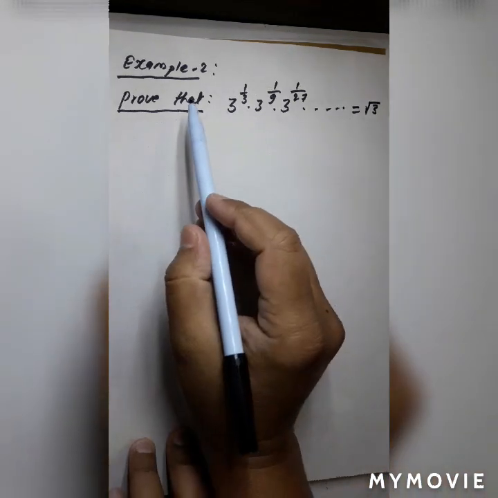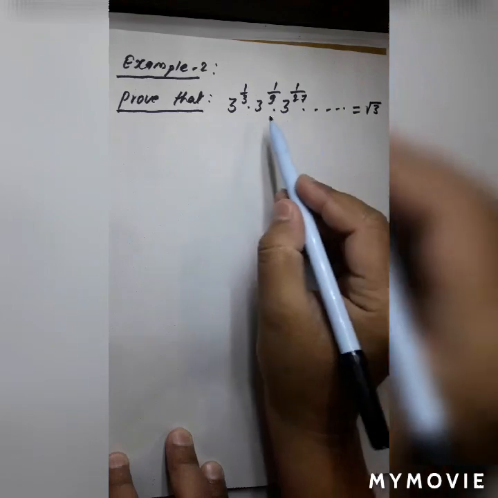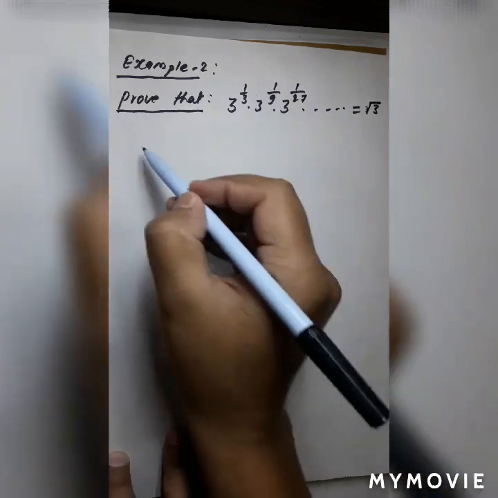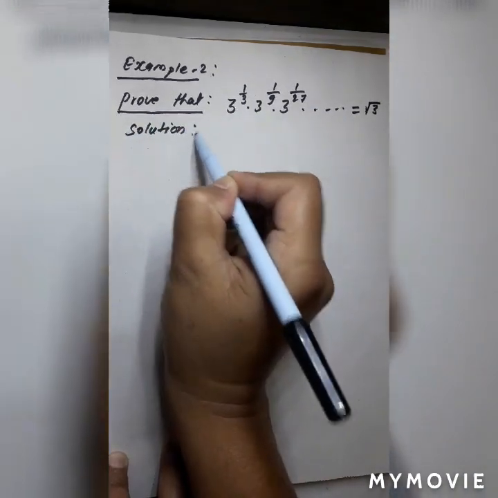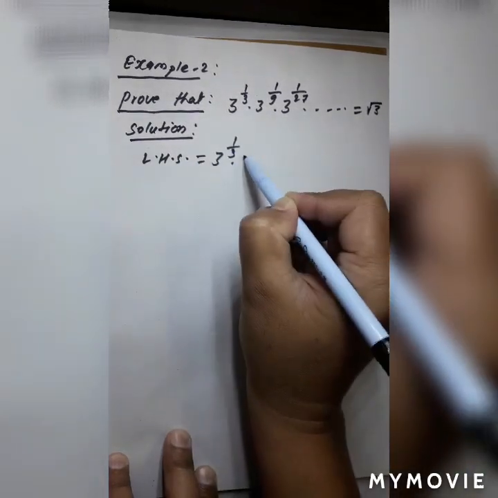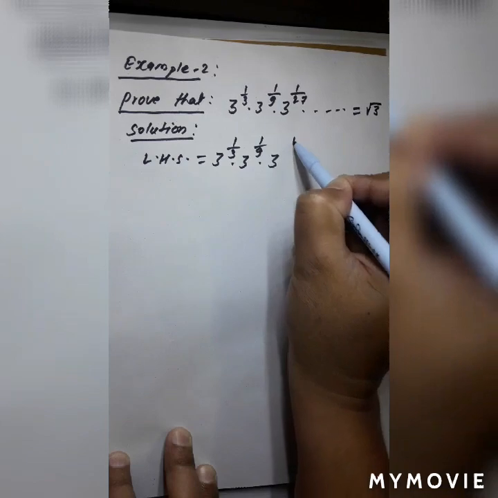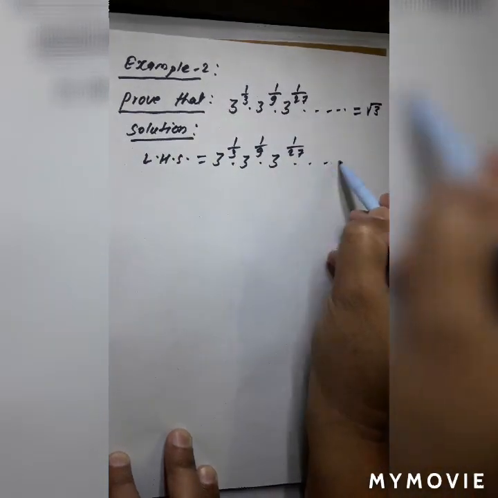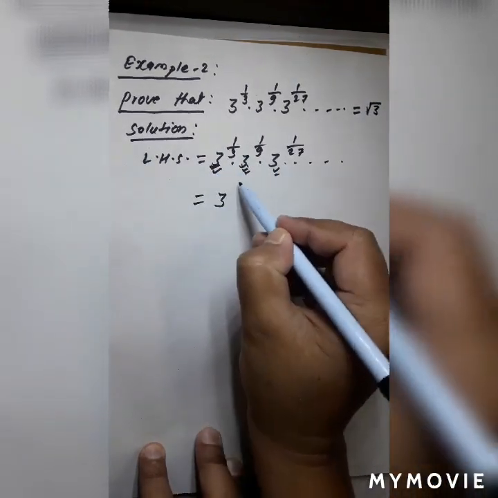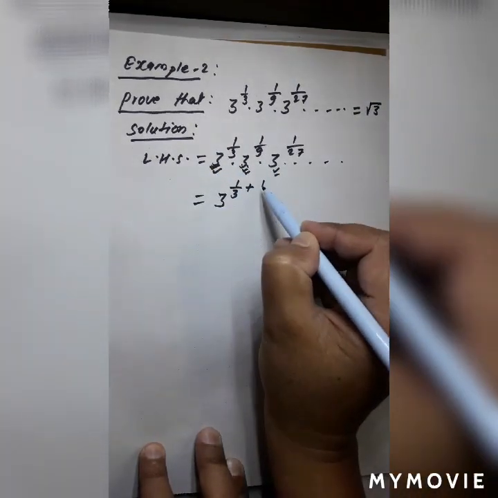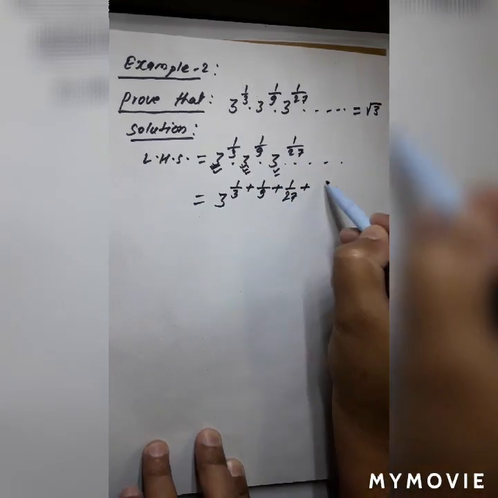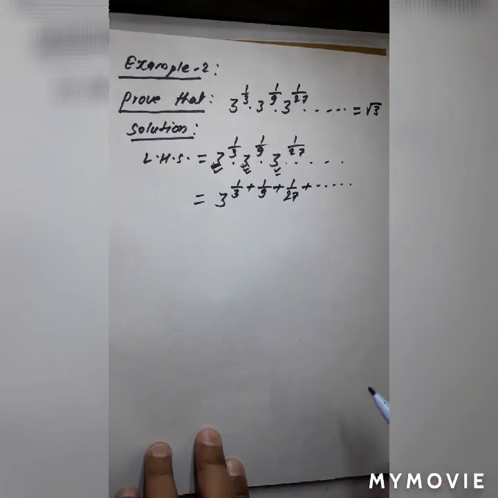Students, look at one more example here. We have to prove this. Actually this is not a series, but here we can make a series in the power. So in the solution we have to prove this, that's why let's take LHS. What is LHS? 3 power 1 by 3 into 3 power 1 by 9 into 3 power 1 by 27 and so on. In all the terms the bases are the same, so we can add their powers by the laws of indices. Here there are infinite terms, that's why the power also goes to infinity.